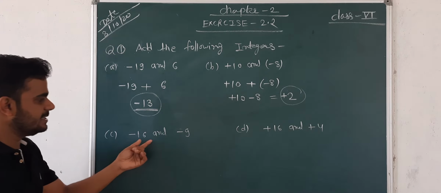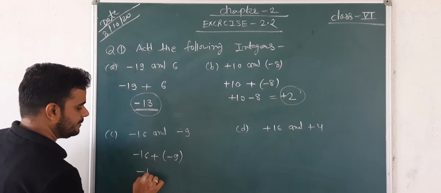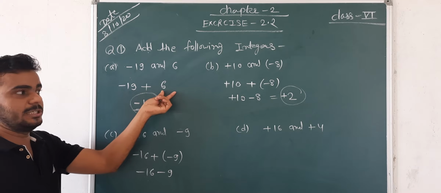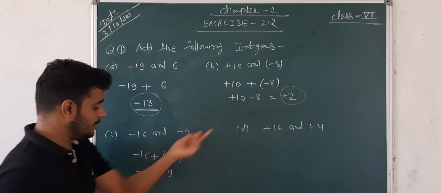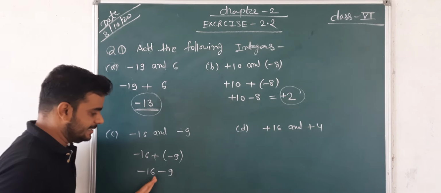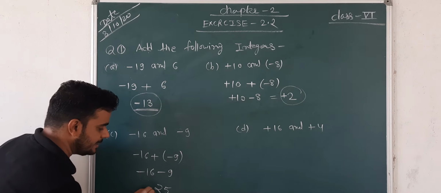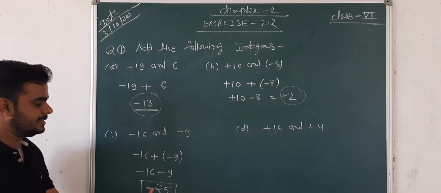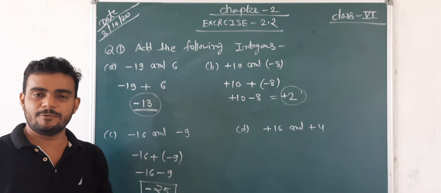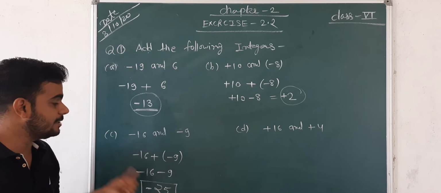Next, negative 16 and negative 9, both are negative. Negative 16 plus negative 9. Now just see, in the earlier ones one was negative and one positive, but here both are negative. When both numbers are negative, then you have to add both of these. 16 plus 9 means 25, and you write the symbol of negative. So the answer is negative 25. जब दोनों नंबर नेगेटिव हो जाए, then you have to add both of these. आपको दोनों को ऐड करना है, तो ऐड करने पर क्या आएगा 25, but the symbol is always negative.